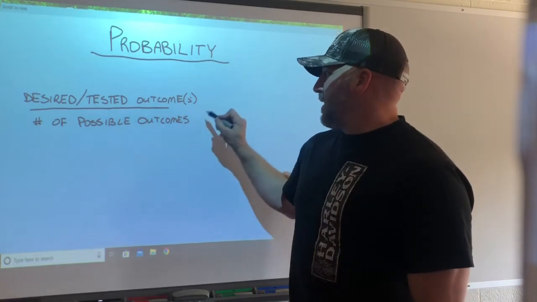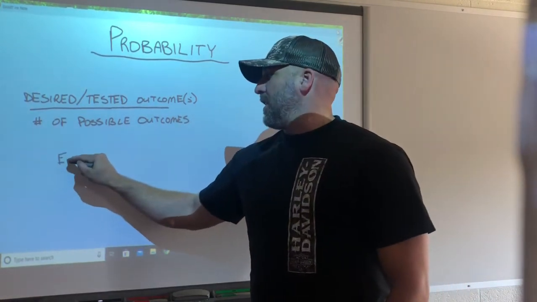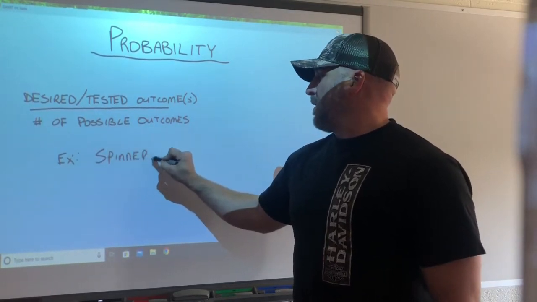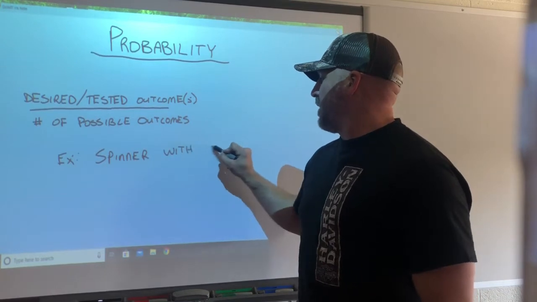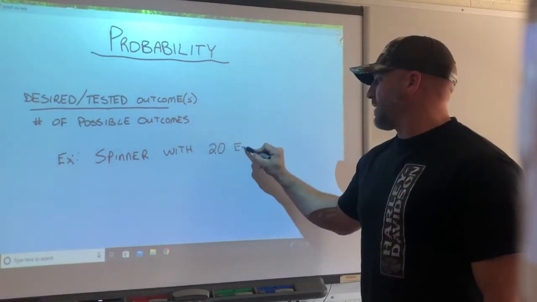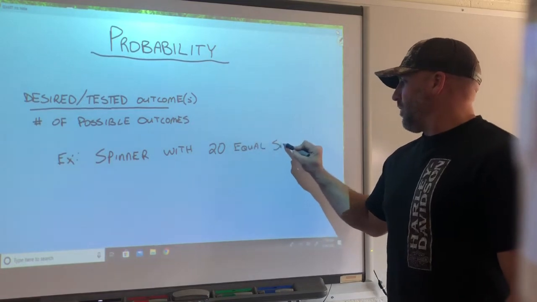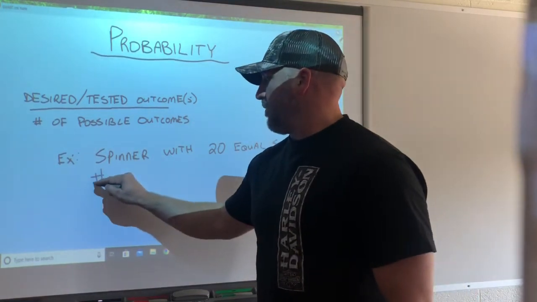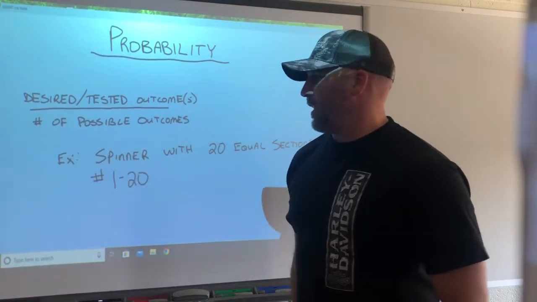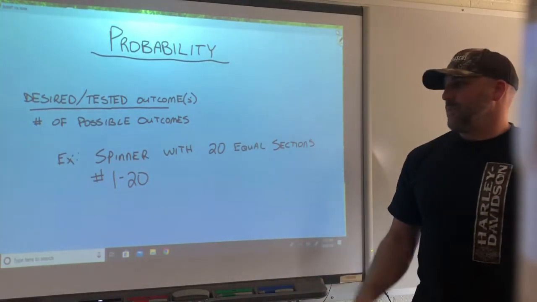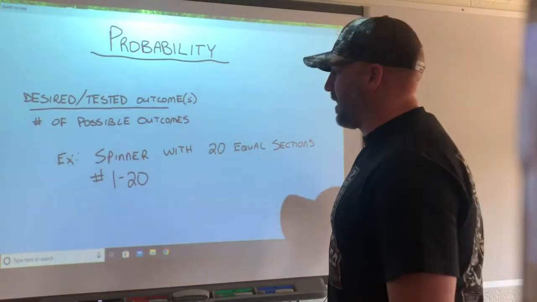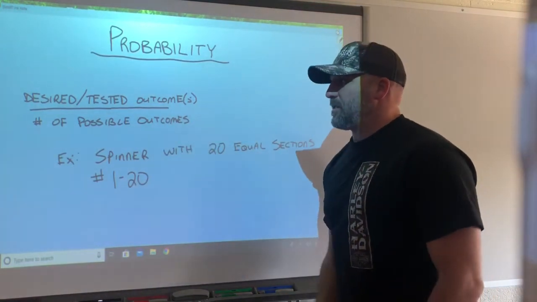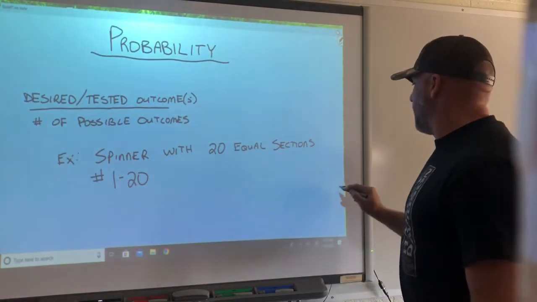Let's say in this situation, you're looking at a spinner with 20 equal sections, and they are numbered 1 to 20. When you spin that spinner, as long as it's fair and not weighted any certain way, and it goes around and ticks, it has 20 possible outcomes. So that would be the denominator in this case. And then depending on what the game is.